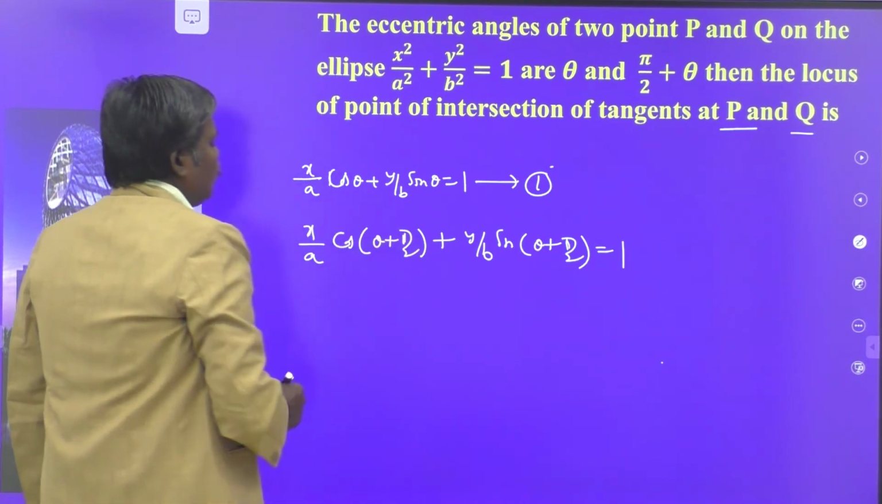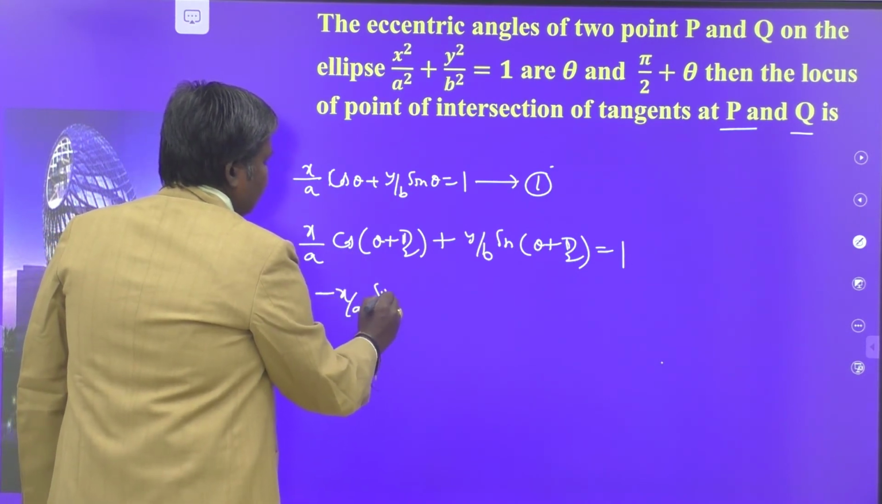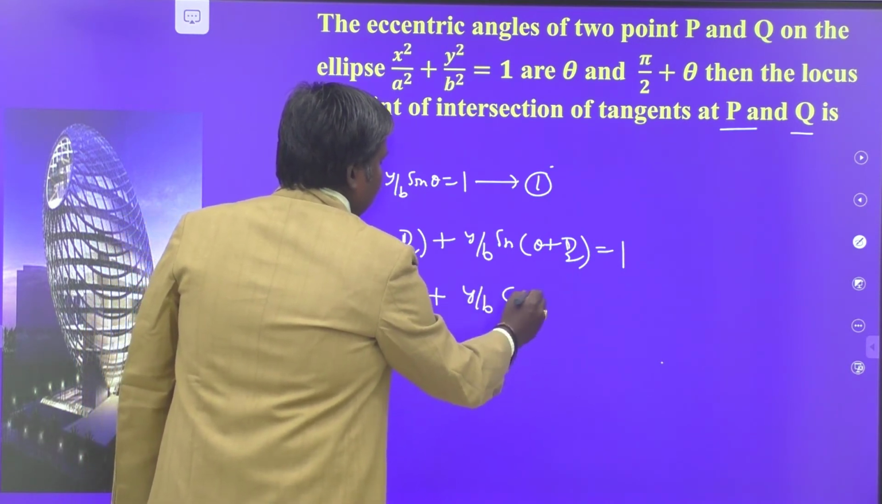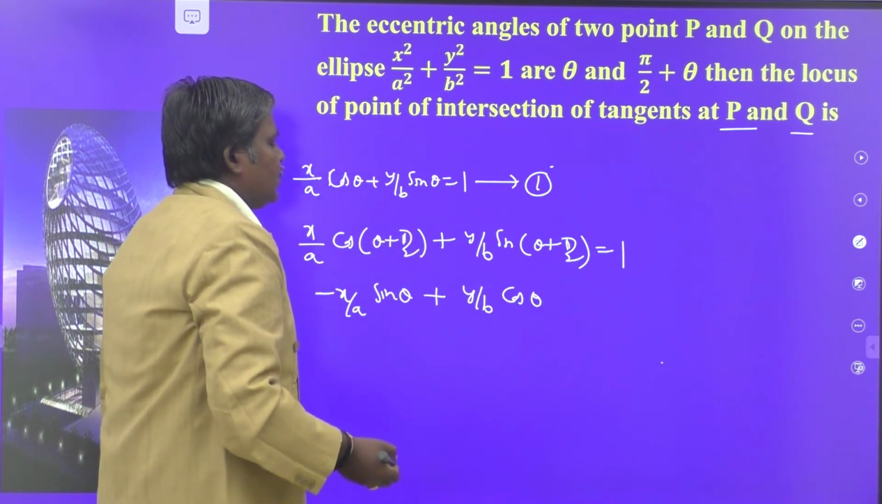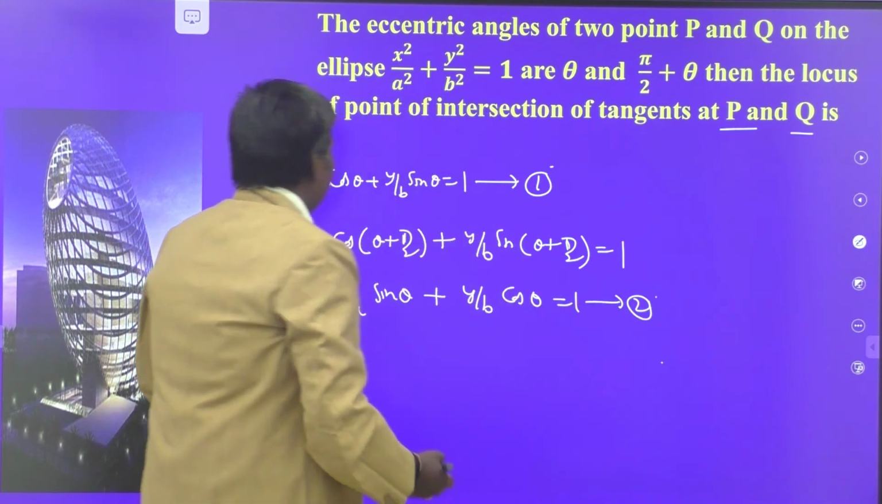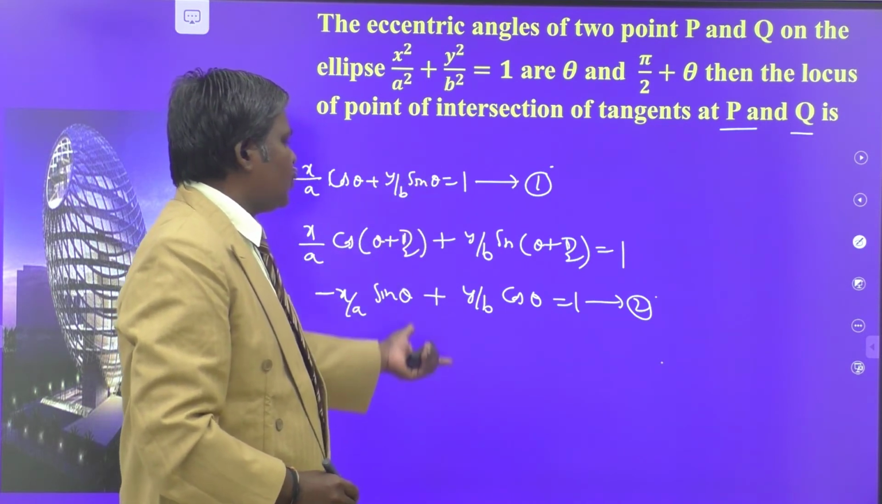Cos of pi by 2 plus theta will mean minus sin theta. Minus x by a sin theta plus y by b cos theta, because sin of pi by 2 plus theta will mean cos theta, equals 1. This is equation number 2. So what is the variable here? Theta. Theta you have to eliminate from these two equations.